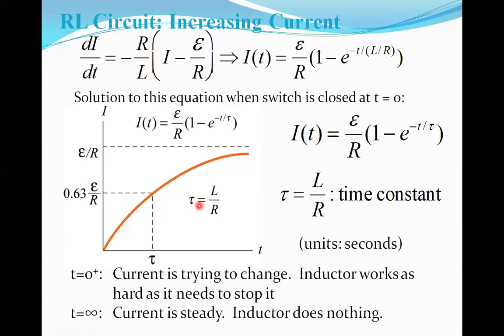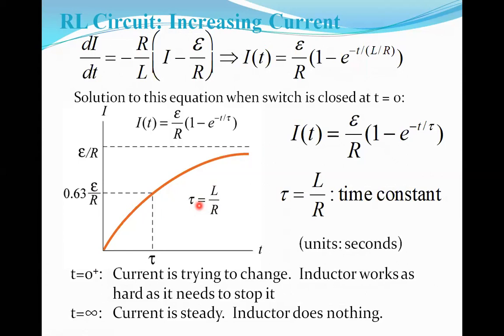So current is trying to change when t is equal to 0. The inductor works hard as it needs to stop it. But when t is equal to infinity, the current is steady and the inductor does nothing. So this is all about the LR combination in the case of growth of current in the circuit.